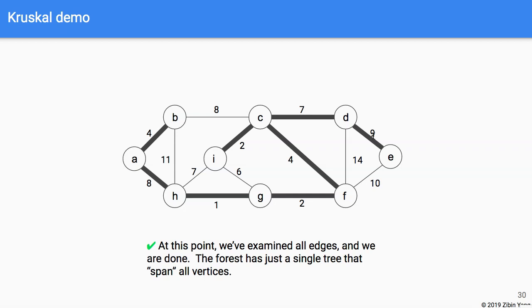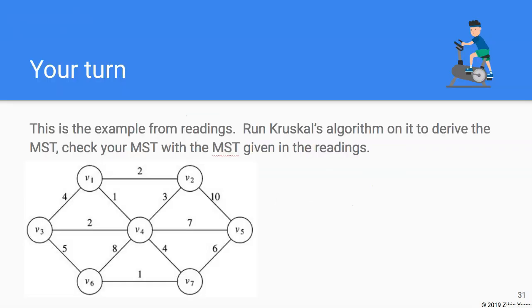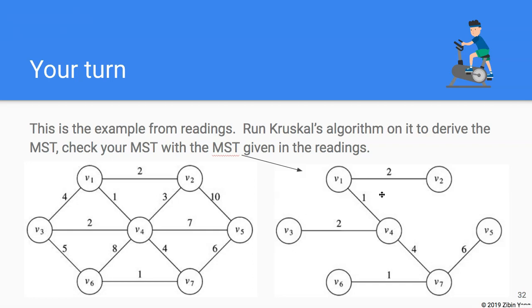of such spanning trees. All right, so I hope by now you see how the algorithm works. So now I'm going to ask you to run the algorithm on this graph, which is from your readings, and find its minimum spanning tree. Okay, so I hope you've run Kruskal's algorithm, and the minimum spanning tree that you come up with should be one that looks like this, which again is given in the readings.